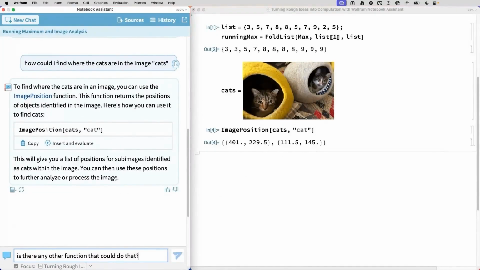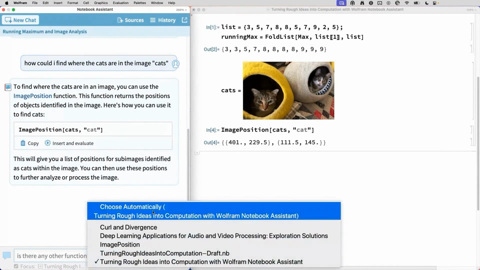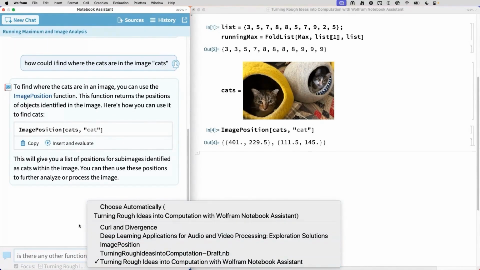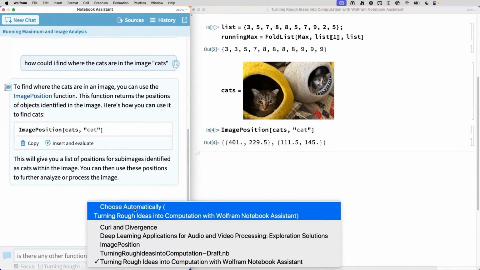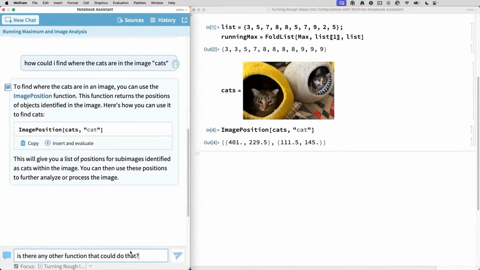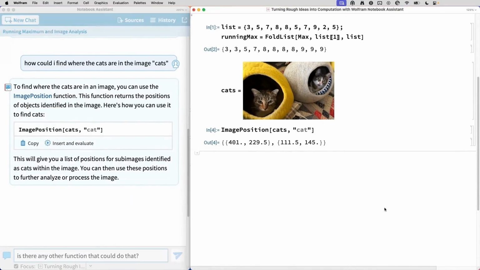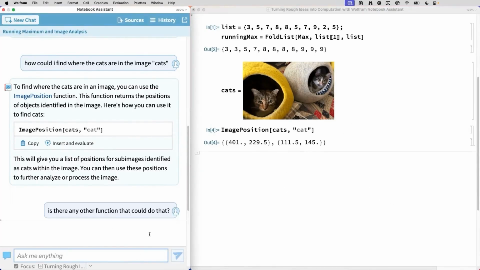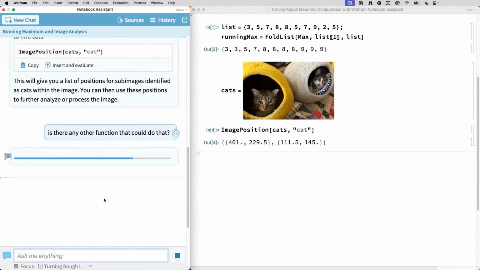And how can you choose which notebook to focus on? Right here, if you just click this, you can choose any notebook you have open. And you can also just have it choose automatically, which is the default. And what that will do is it will just focus on whichever the last notebook is that you've clicked on. So let me click this. Any other function that could do that?